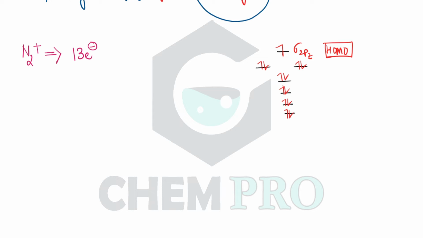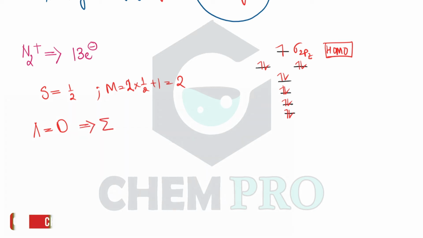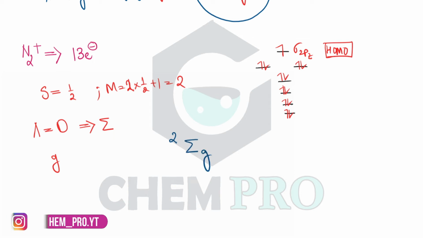So now we have to calculate the S first, that is S equal to half, and the M will be 2 into half plus 1, that is 2, and the lambda will be 0 here because this is a sigma orbital. So the term will be sigma, and for sigma orbital it is always g. So the molecular term symbol will be 2 sigma g.